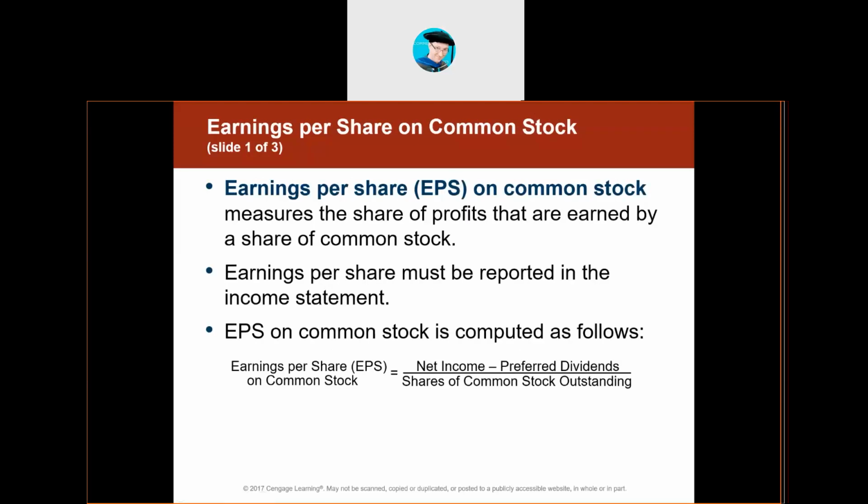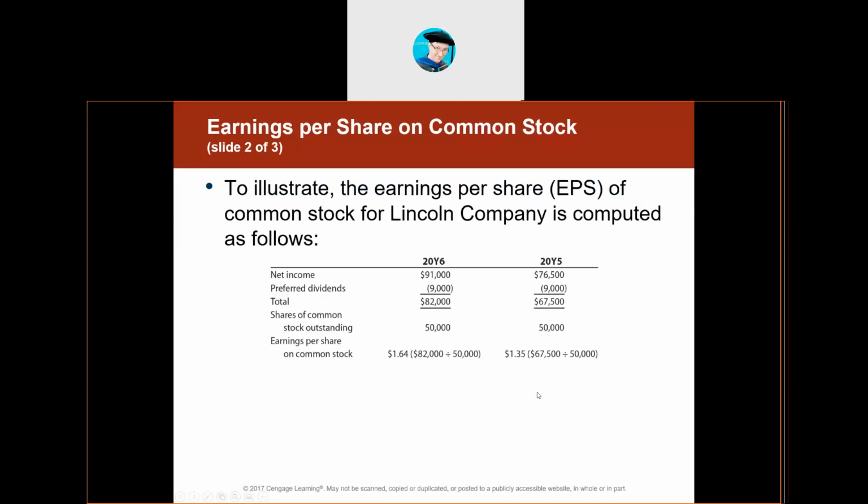Earnings per share. Earnings per share tells me, for each share of common stock that's out there, what the average earnings are on each share. To figure that out, we take our net income minus preferred dividends divided by shares of common stock outstanding. Net income minus preferred dividends divided by the number of shares of common stock outstanding gives our earnings per share. Earnings per share, the higher the better.